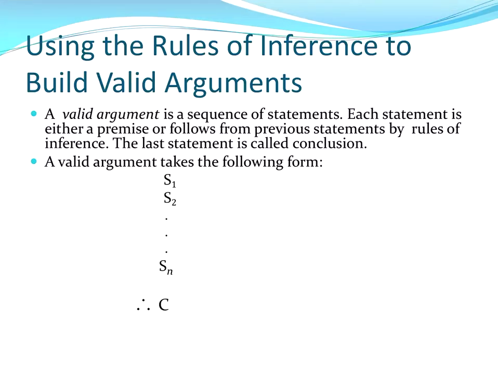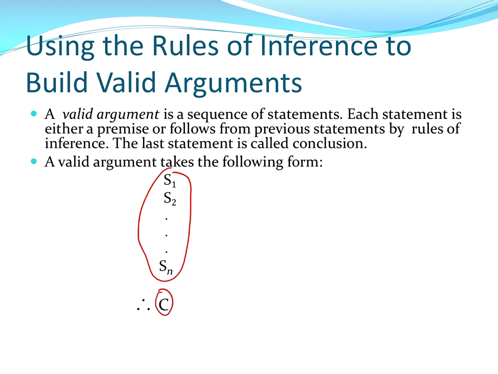We're in Rosen, Discrete Mathematics and its Application, Section 1.6 on Rules of Inference. Here we're going to talk about how to build valid arguments using the rules of inference. And here we see that the form of a valid argument is going to be a sequence of statements and a resulting conclusion.